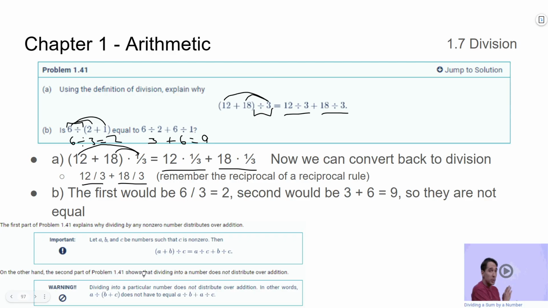On the other hand, it shows that dividing into a number does not distribute over addition. So A divided by B plus C does not have to equal A divided by B plus A divided by C. So be careful with that. And again, there's a video here to give you some more information.